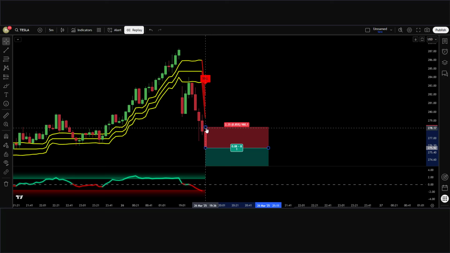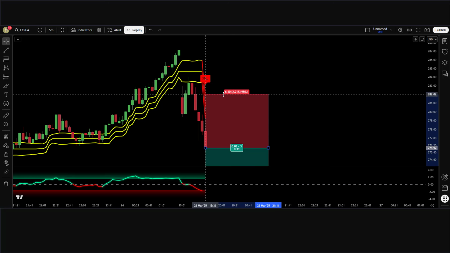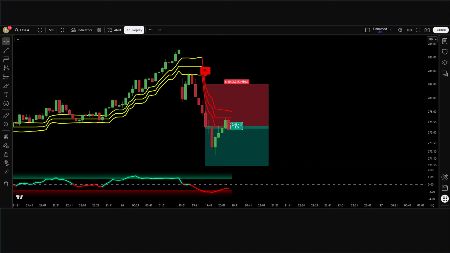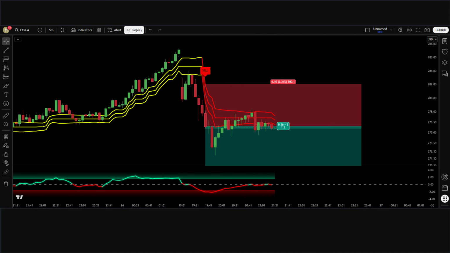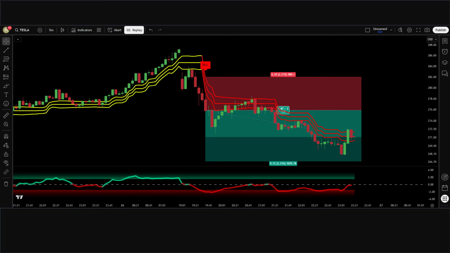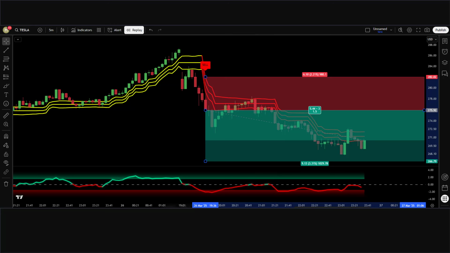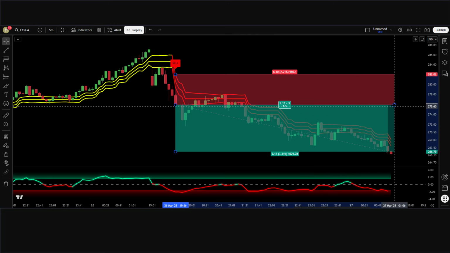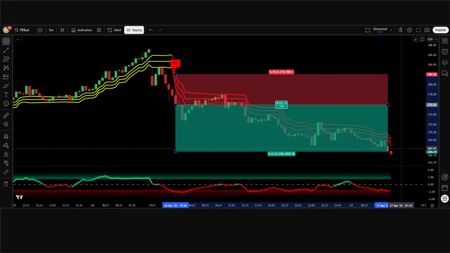Our stop loss will be placed at the red upper line of the Buy-Sell ATR Bollinger Band indicator, and the risk-to-reward ratio will be 1:1.5. Let's see what happens to our trade. Our trade is running in profit. We have won the trade. Wait for the next signal.